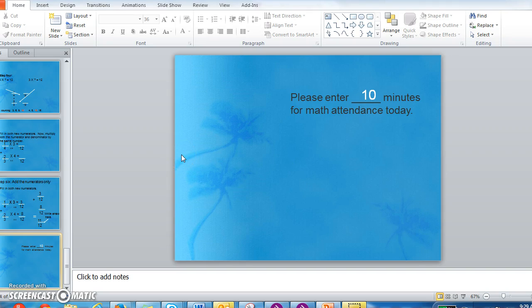Review on finding those common denominators, because remember, you have to have your common denominator to add and subtract fractions.